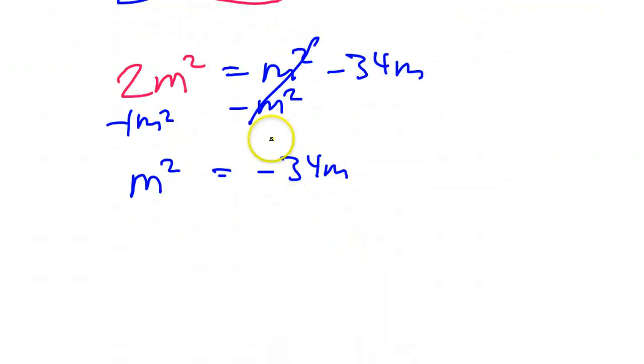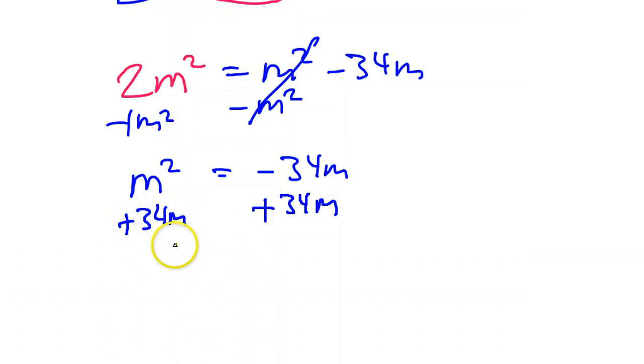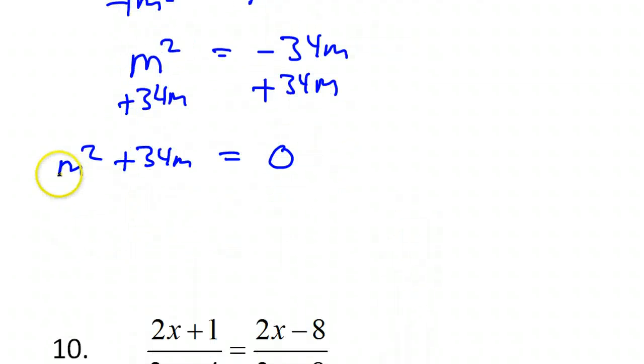Okay, I need to get everything on one side, so I'm going to go ahead and add 34m to both sides. So now on the left hand side I have m squared plus 34m. On the right side I have 0 because these cancel out. Alright, let's factor by taking out the greatest common factor. So that'll be m times m plus 34.